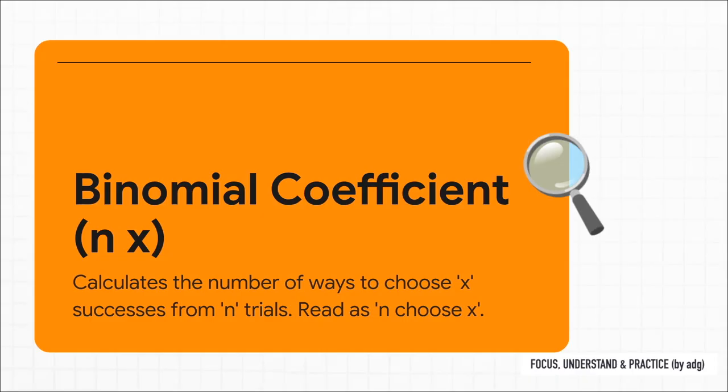Get this, the answer is 45. Yep, 45 different ways. And that number comes from the very first part of our formula, that n choose x thing. It's called the binomial coefficient, but I like to call it the chooser. Its only job is to calculate how many ways we can choose our 2 successes from our 10 trials. And 10 choose 2 is 45.